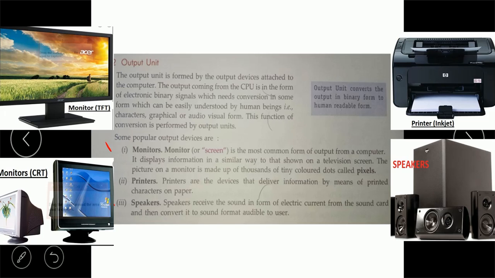Whenever input is given and it is processed, after processing the output is produced by these three mediums: monitor, printer, or speaker. With the monitor, output is displayed on the screen, with the printer it is printed on paper, and with the speaker it is produced as sound. Here it is given that the output unit converts the output in binary form to human readable form. Further, you can read the details from this.